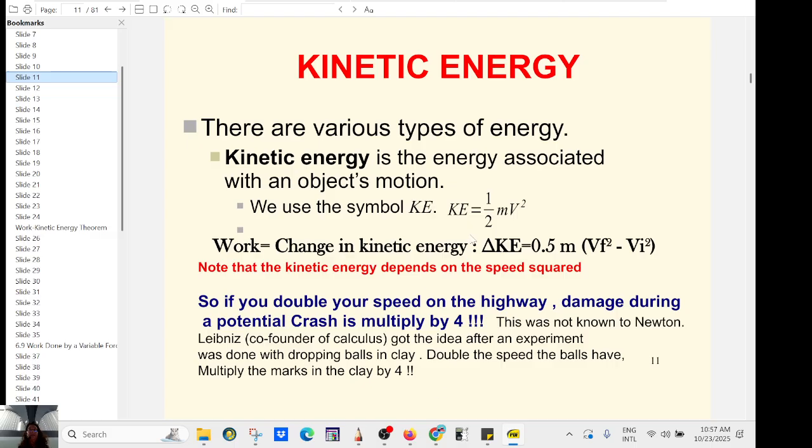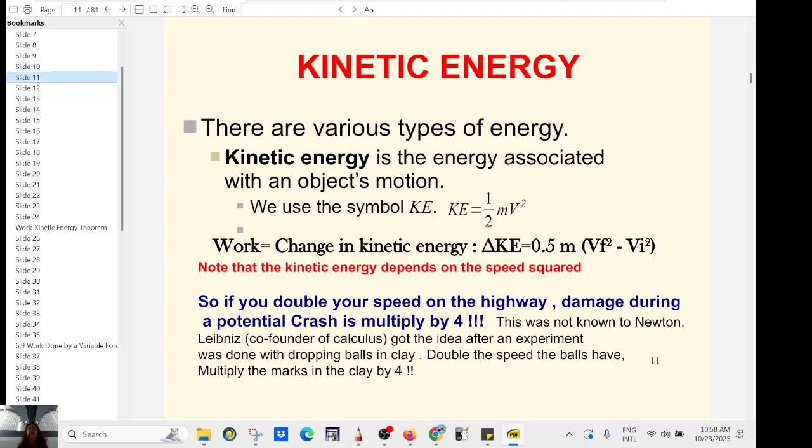So anyway, kinetic energy, very easy. You can relax now. It's much easier. One half m v squared, easy to understand. It depends on the mass and the speed squared. Newton didn't understand kinetic energy. He understood momentum, not kinetic energy. Other scientists did after him.